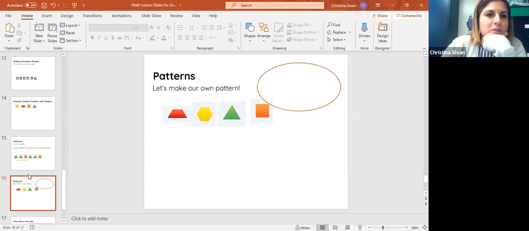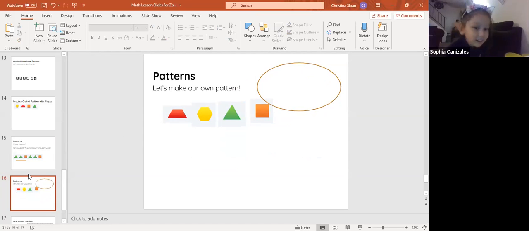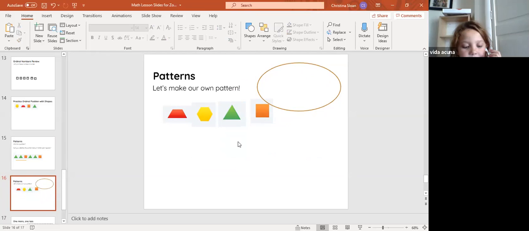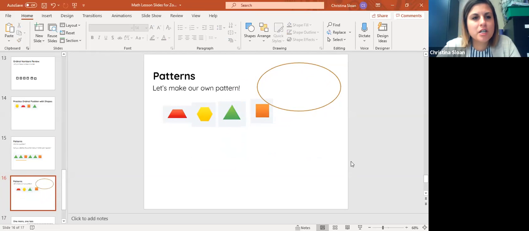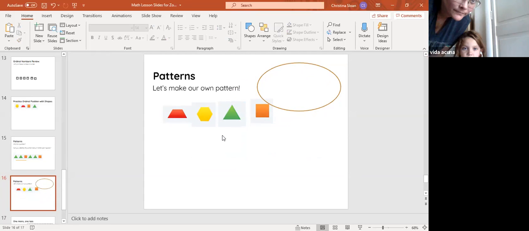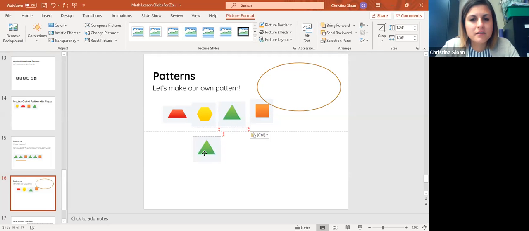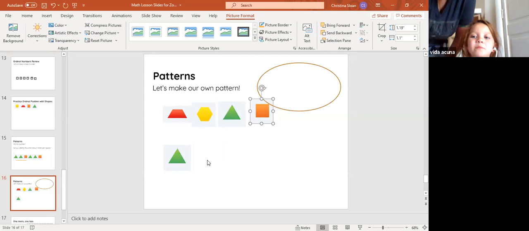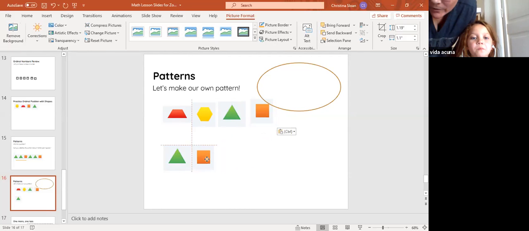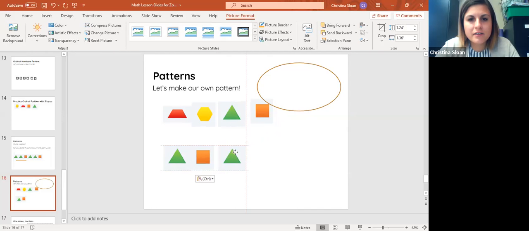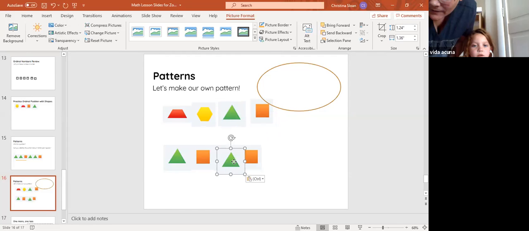Vita, do you want to unmute yourself? Which shapes would you like to use, or which colors? Triangle, and what else? Square. Okay. Sorry. So let me make a pattern really quick.